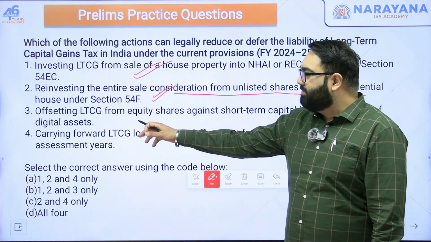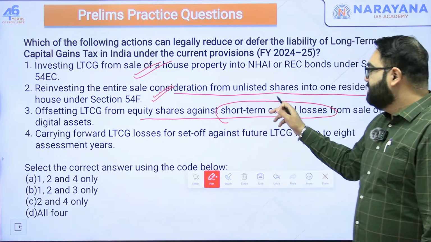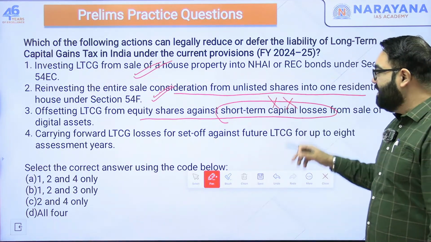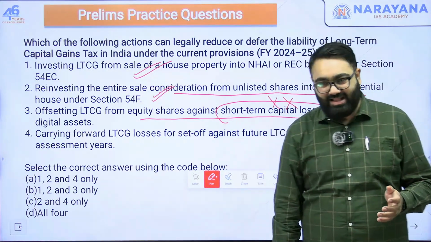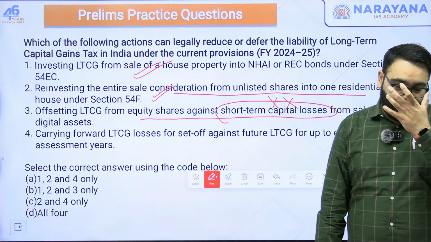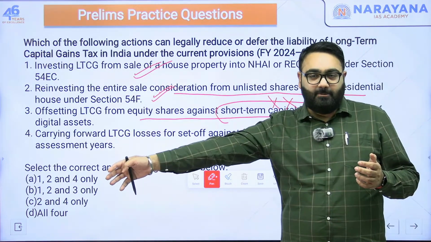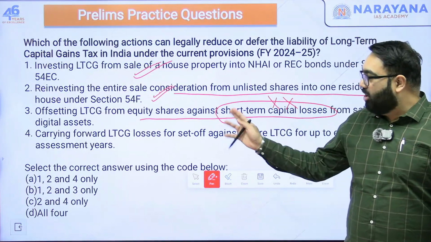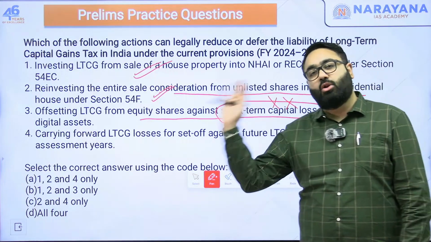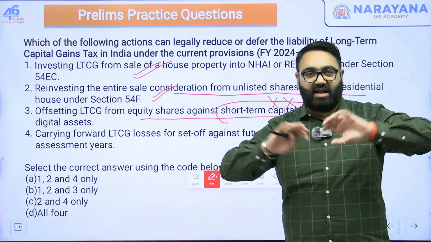Offsetting long-term capital gain from equity against short-term capital losses. No. See the offsetting example that I gave you, that if you make a loss in a transaction, you can offset or cancel that against a profit that you made. That is only applicable on long-term to long-term losses, short-term to short-term losses. You cannot offset a short-term loss with a long-term loss. That is not allowed. These are two separate instruments. They cannot be mixed up.